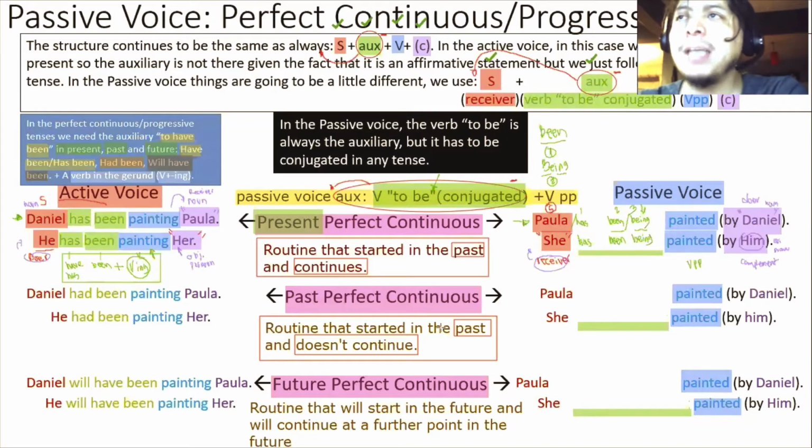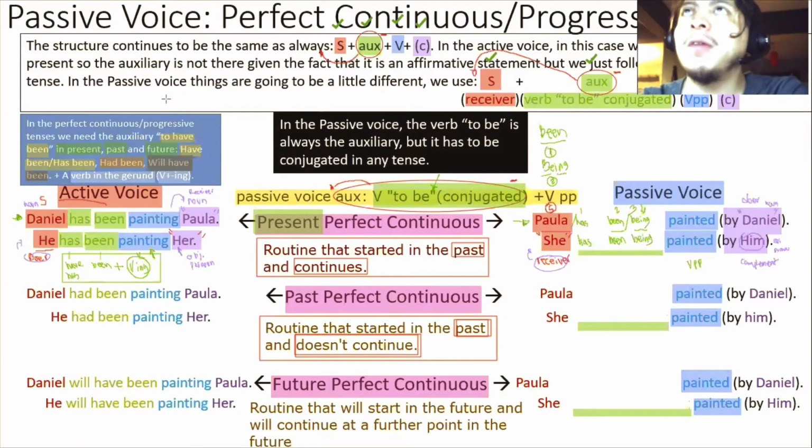So in the past perfect, you say, I have been taking swimming lessons. I have been swimming. That means I started in the past, but I don't do it anymore. Like 2 years ago, I started swimming, but 3 months ago, I stopped swimming. So this is a routine that I used to have. And now, well, I can't do it anymore. So I don't do it in this moment.